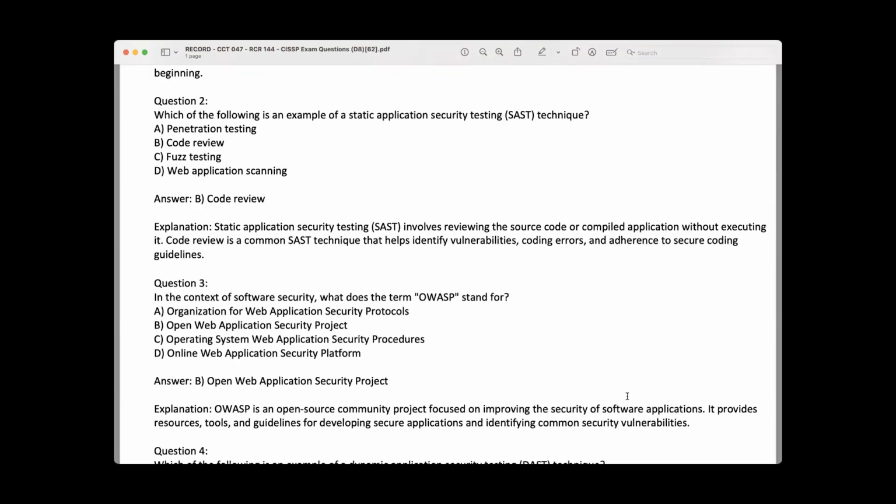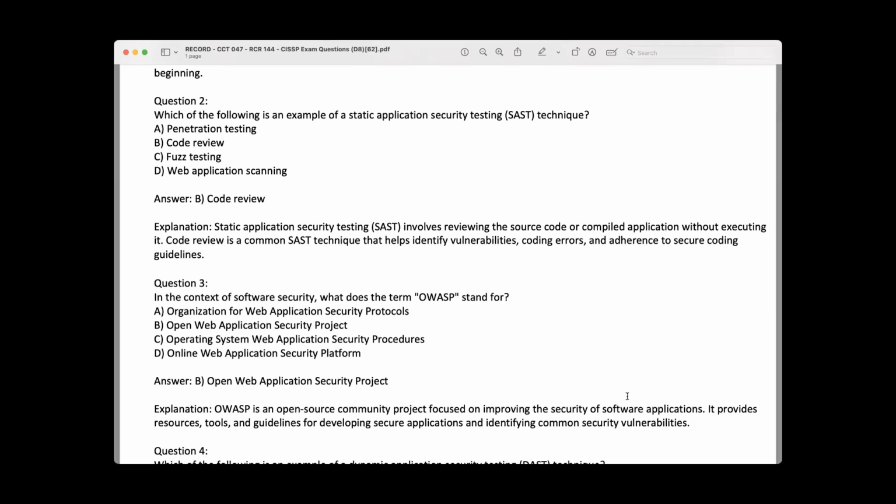Okay, question number 2. Which of the following is an example of a static application security testing technique, or SAST? A, penetration testing, B, code review, C, fuzz testing, D, web application scanning. Again, which of the following is an example of a static application security testing technique, SAST? A, penetration testing, B, code review, C, fuzz testing, or D, web application scanning? And the answer is B, code review.